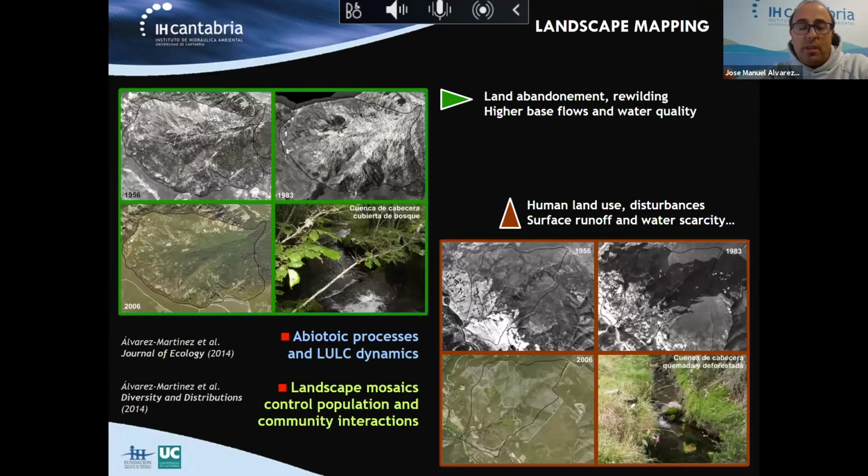In the particular case of my PhD, and the work I'm doing here at the UH Cantabria, most of the work is how land cover dynamics and this landscape structure affect water quality and the hydrology of the rivers in the basins that we are analyzing. So that's good, if that covers my objectives.